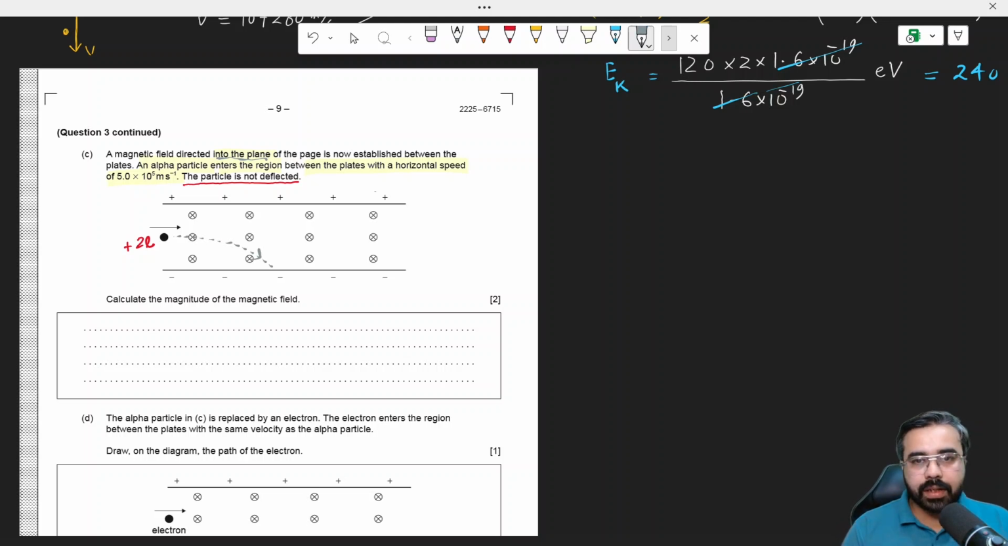It can make this parabolic path. It can go depending on its speed, right? But it will go towards the negative plate, and it can even escape these plates, okay? But it will deflect downward, okay?